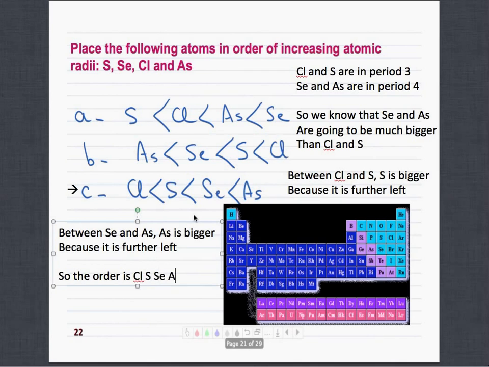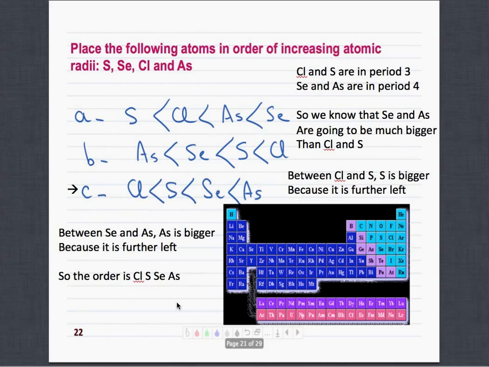But I know that the radius increases this way. That means Se has a bigger radius than S and Cl. Yet I have sulfur and chlorine. I know that sulfur has a bigger radius than Cl because usually the radius increases this way. So that makes C the right answer. Okay?